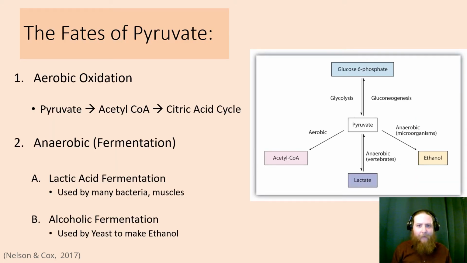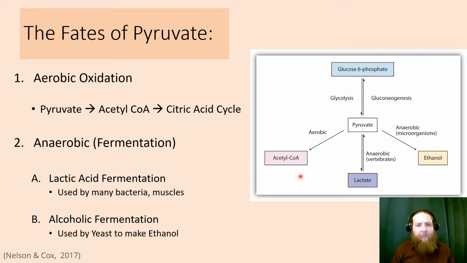Now pyruvate has several different fates. The first is aerobic oxidation. This is where pyruvate is converted to acetyl-CoA, and then it's going to enter the citric acid cycle. This happens under aerobic conditions, so there's oxygen involved here.